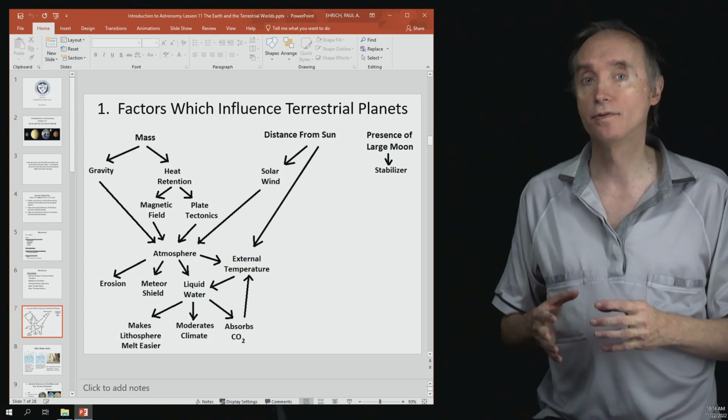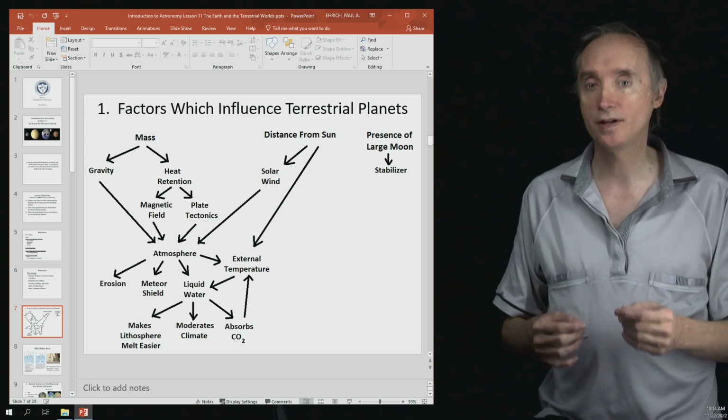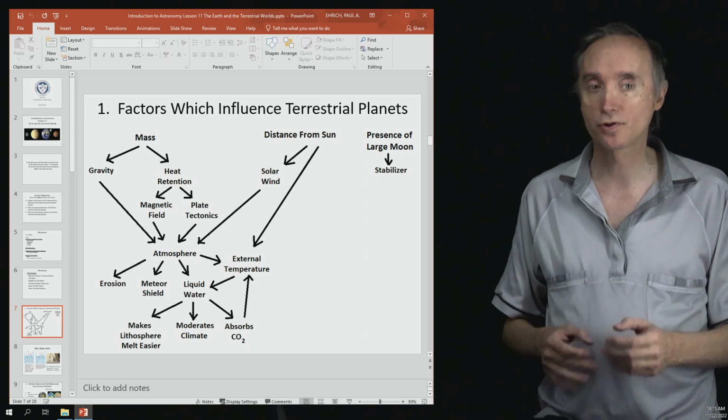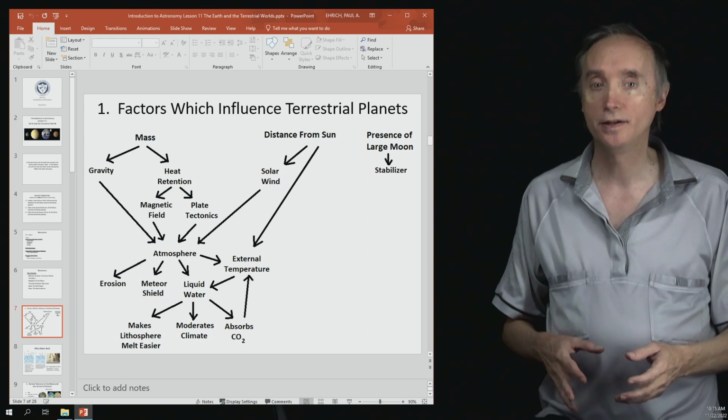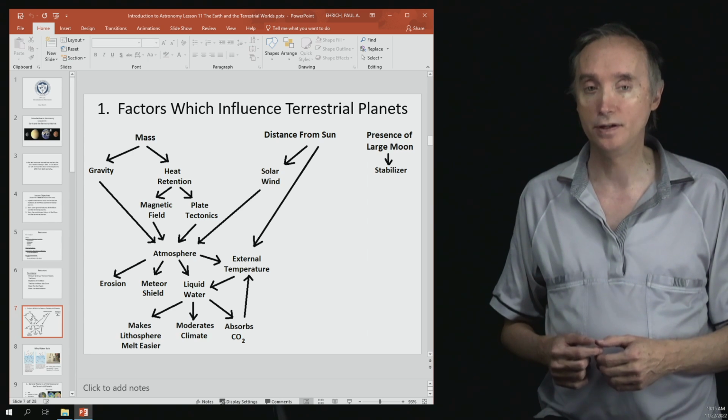And then the thicker the atmosphere, the greater the temperature is going to be on that planet. So the surface temperature on a planet is going to be greater the thicker the atmosphere is.